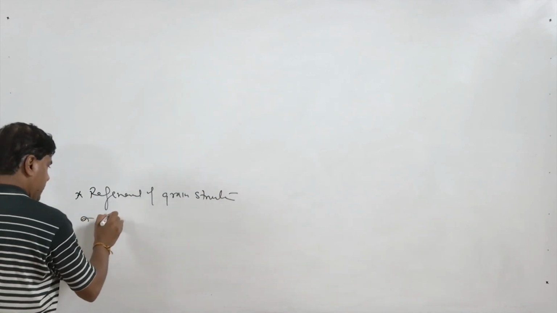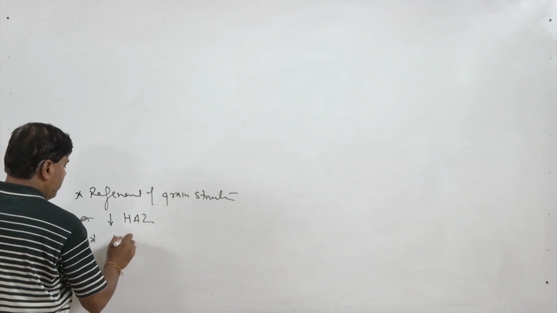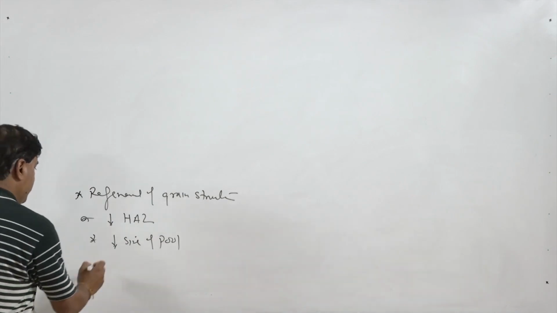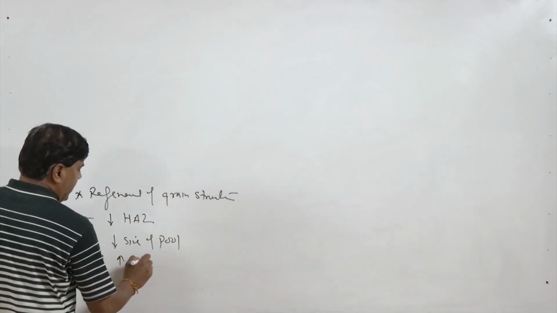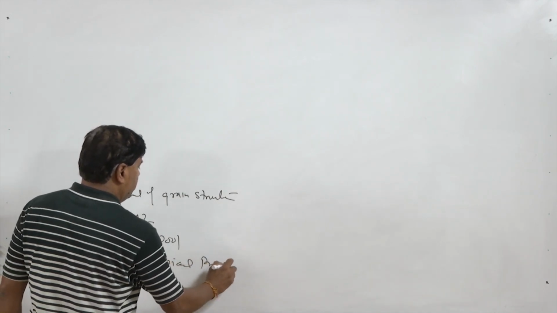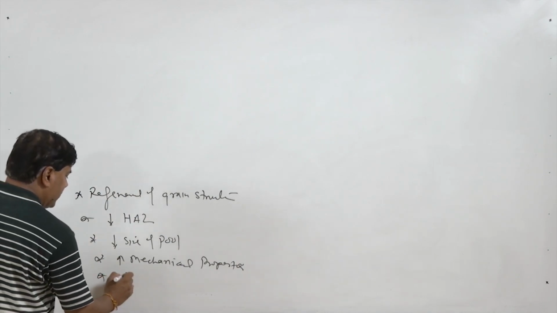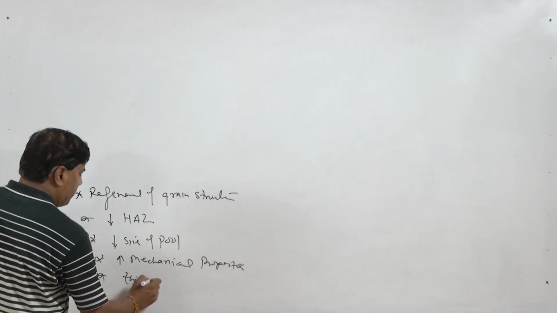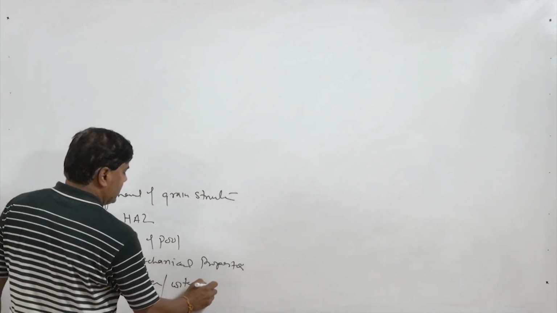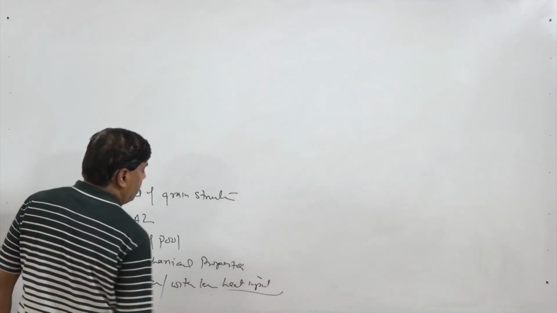The second is reduced HAZ width and reduced size of the pool, and improved mechanical properties. So, these are positives of using the pulse GTAW. At the same time, we are able to melt thicker plates, meaning the penetration is improved even with less heat input. So, these are the positives of the pulse GTAW.